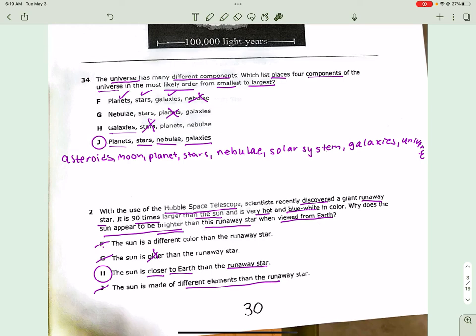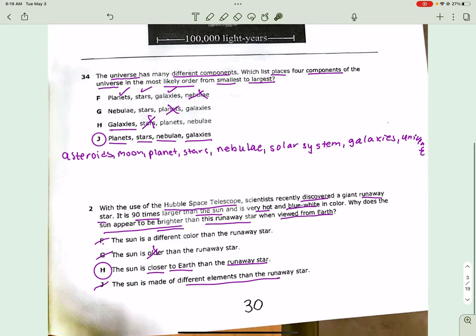The next question says, with the use of the Hubble Space Telescope, scientists recently discovered a giant runaway star. It is 90 times larger than the sun and is very hot, blue-white in color. Why does the sun appear to be brighter than this runaway star when viewed from Earth? So all of the other information doesn't matter. What matters is that why does the sun appear to be brighter? And remember that it is because the sun is closest to Earth. So then the other possible answers, those are wrong.